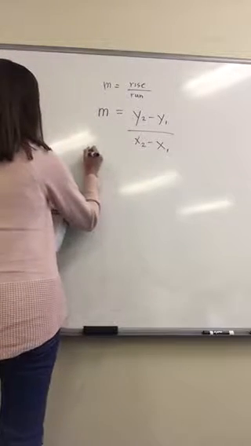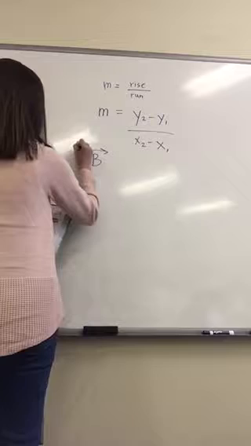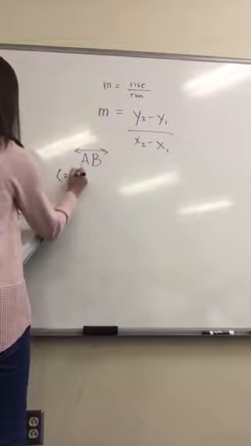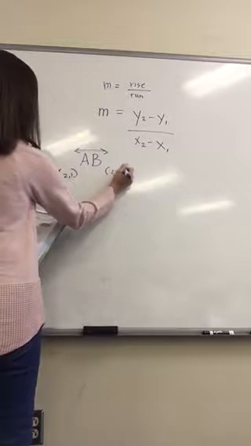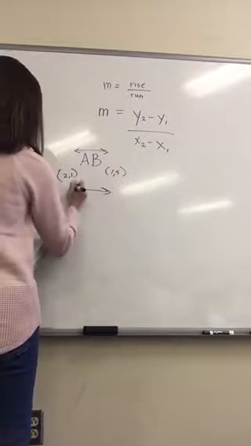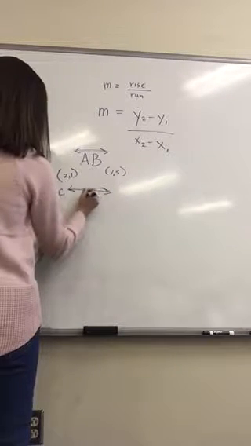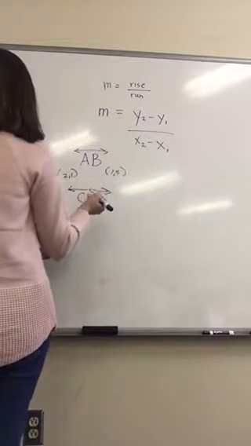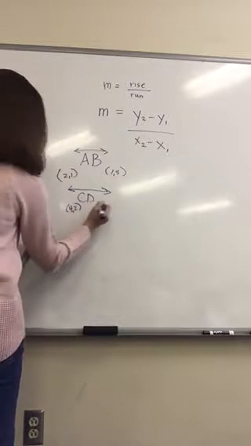So for line AB, here are the points we have. A is 2 and 1, and I'm just doing it over near the A, and I'll do B over near the B, 1 and 5. And then we have line CD. Sorry, forgot what I was doing there for a second. Okay, C is 4 and 2. D is 5 and negative 2.